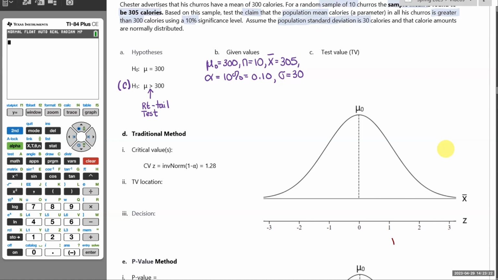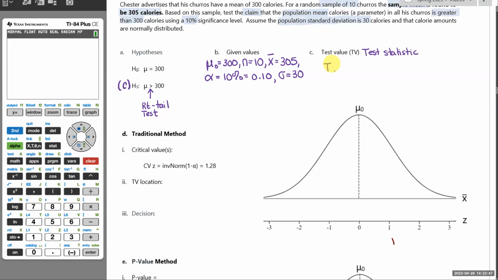Okay, so whether we do the traditional method or the p-value method, usually you would not do both. We are doing it because you're learning both methods, but usually pick a method. Both methods require you to know a test value, and so that's why I do this here. So the test value, again, will also be called a test statistic. So those are the same thing.